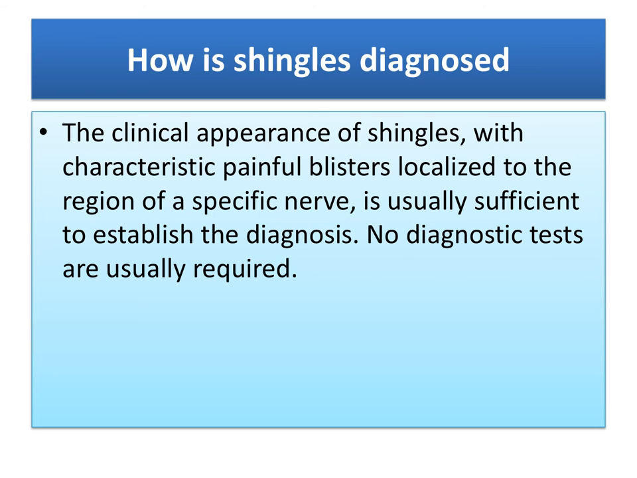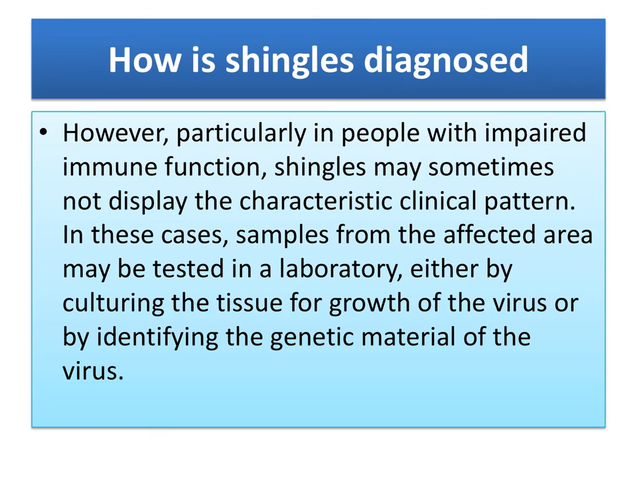The clinical appearance of shingles, with characteristic painful blisters localized to the region of a specific nerve, is usually sufficient to establish the diagnosis. No diagnostic tests are required. However, particularly in people with impaired immune function, shingles may sometimes not display the characteristic clinical pattern. In these cases, samples from the affected area may be tested in a laboratory, either by culturing the tissue for growth of the virus, or by identifying the genetic material of the virus.